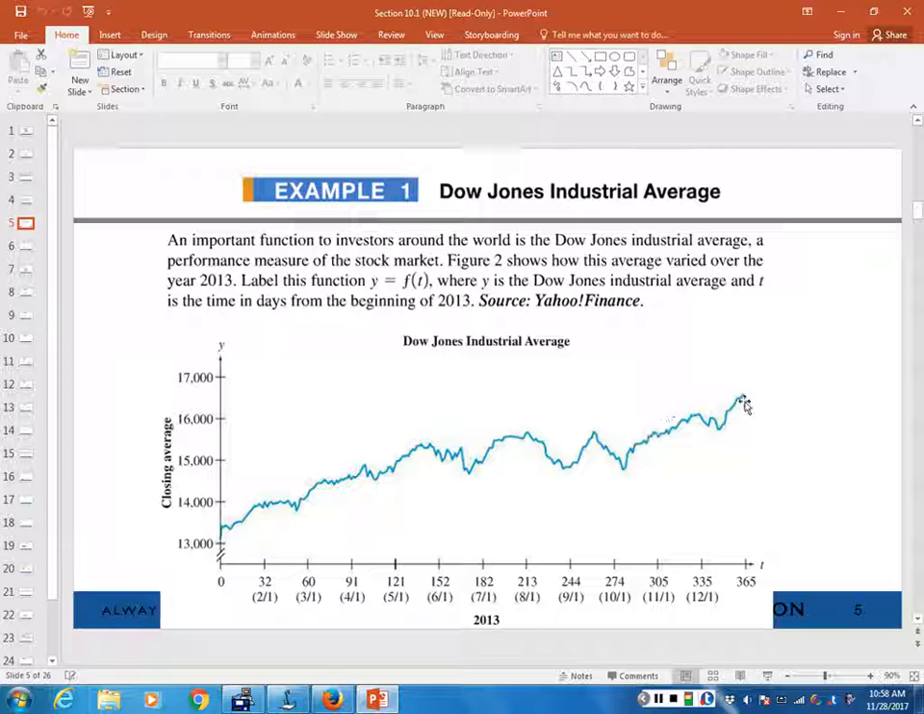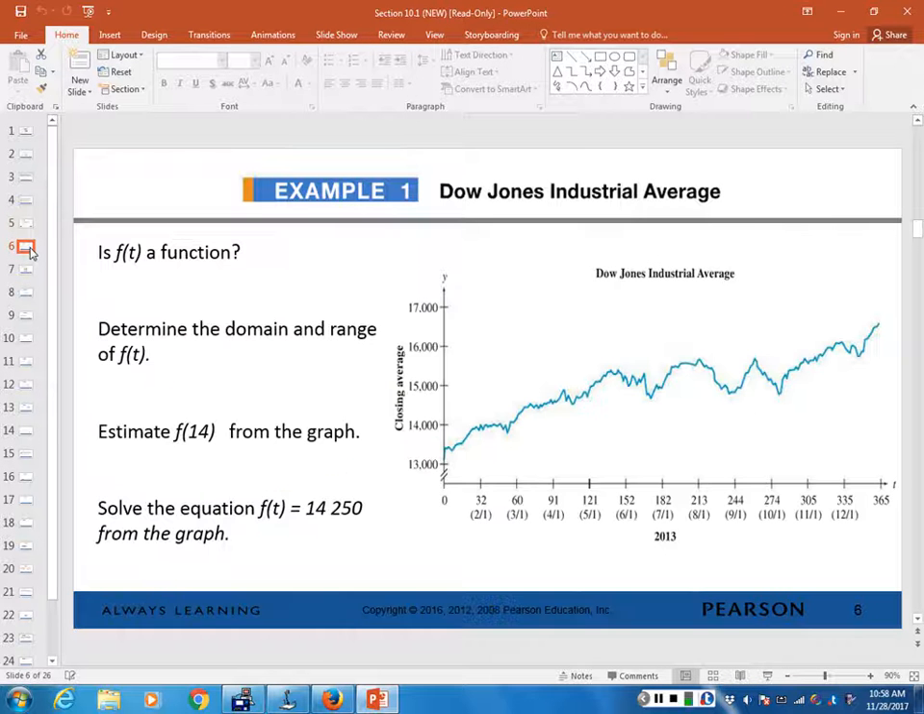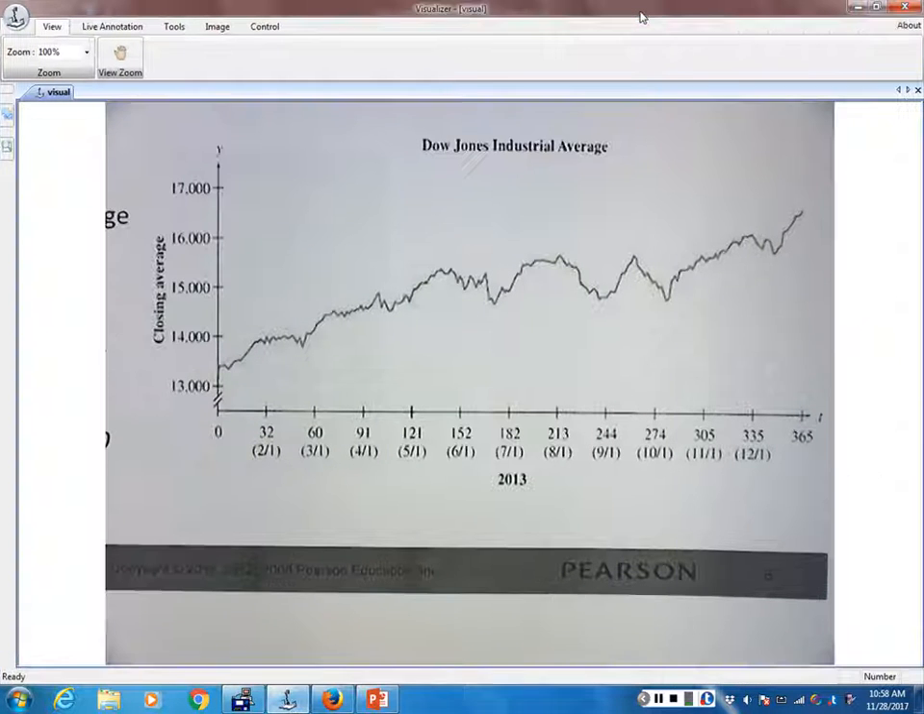And then at 365, we have this value up here. You notice it is much higher than it was in January. That's the closing average on December 31st, 2013. So we have some questions that we want to answer about the Dow Jones Industrial Average, and we're going to use the graph to answer those questions. And in order to make it easier to do that, I've got a bigger picture of the graph so that we can answer those questions.